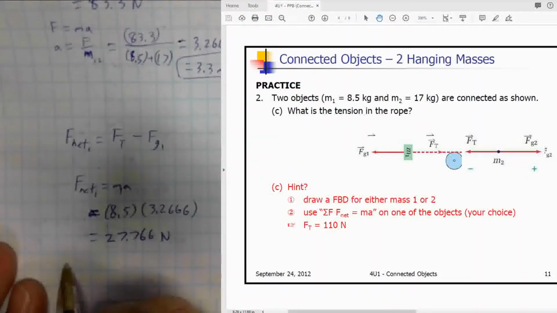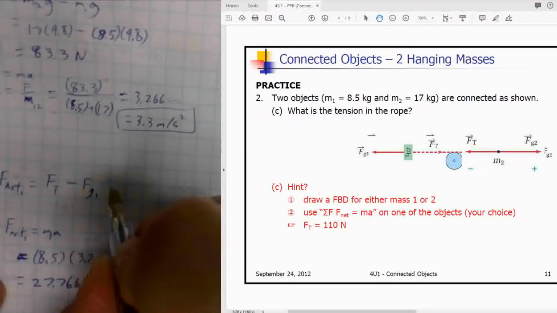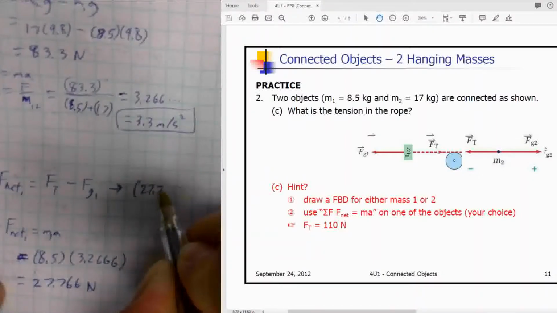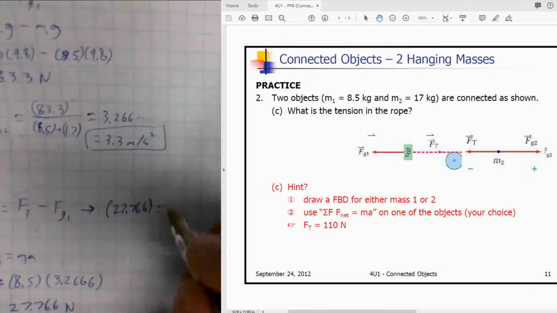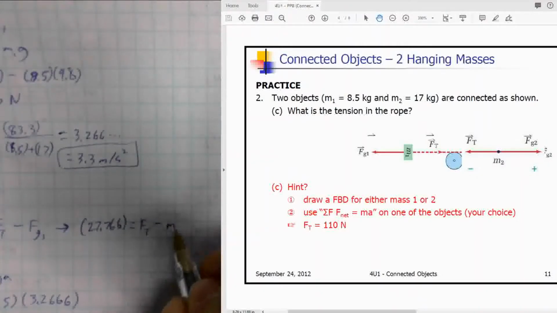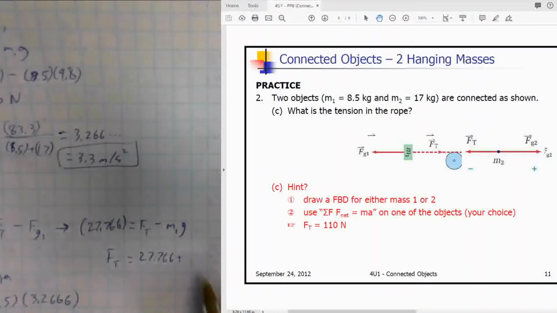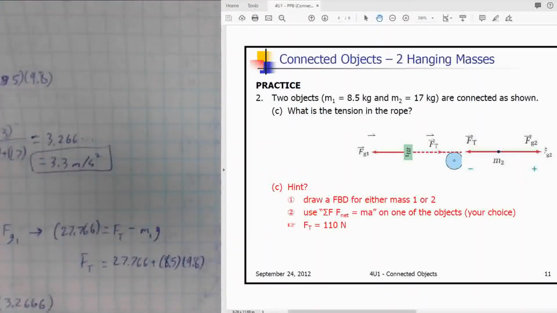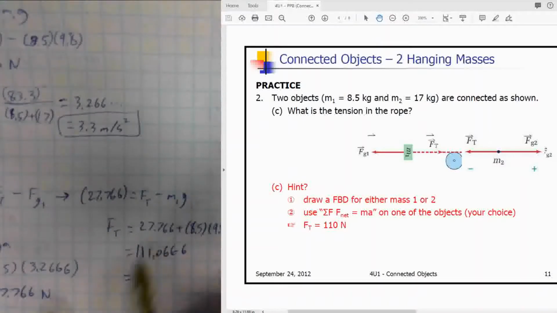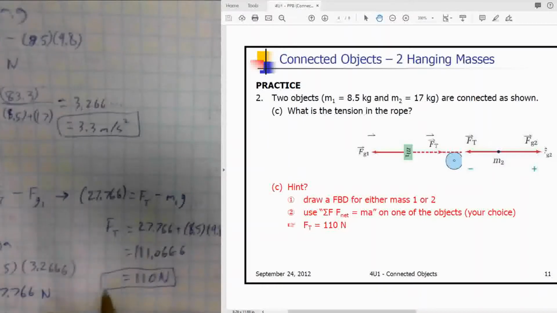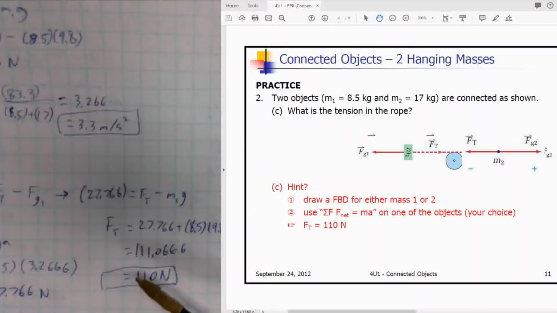I can then substitute this into this equation here. I'll draw it this way. This becomes 27.766. We don't need all those decimals, but I'll just write them in. Ft minus m1g. So Ft equals 27.766 plus 8.5 times 9.8. So this value plus 8.5 times 9.8 works out to 111.06 repeated. Rounding for two significant digits, because the lowest significant digits I have in the question is 2, I get 110 newtons. Now notice I don't put a direction for this force.